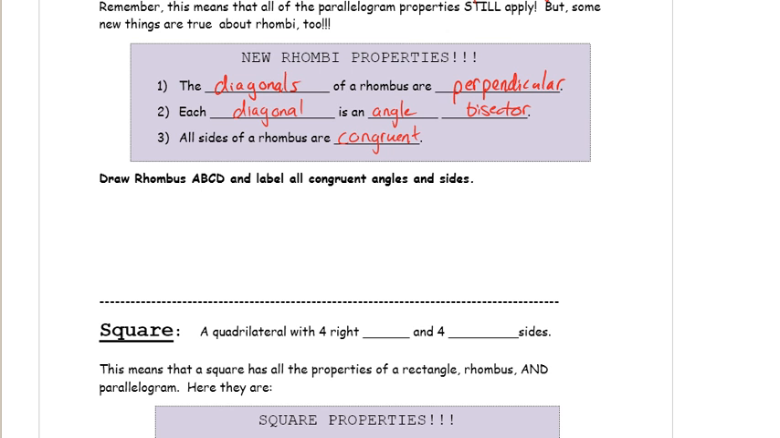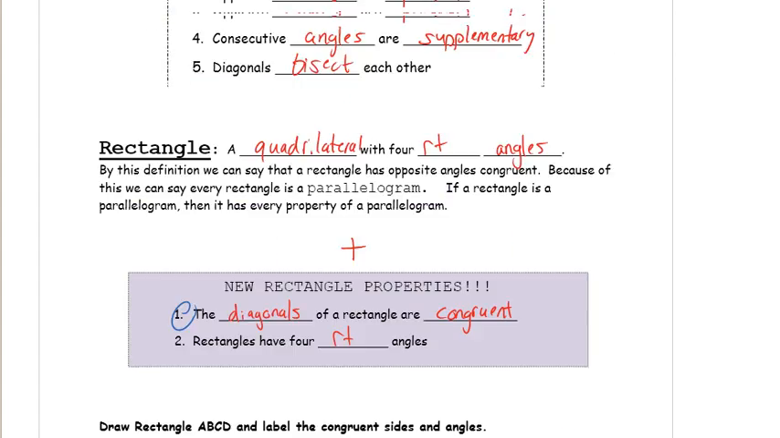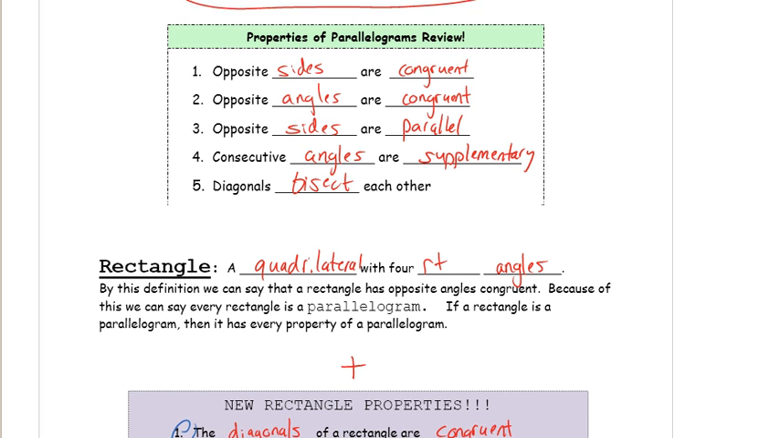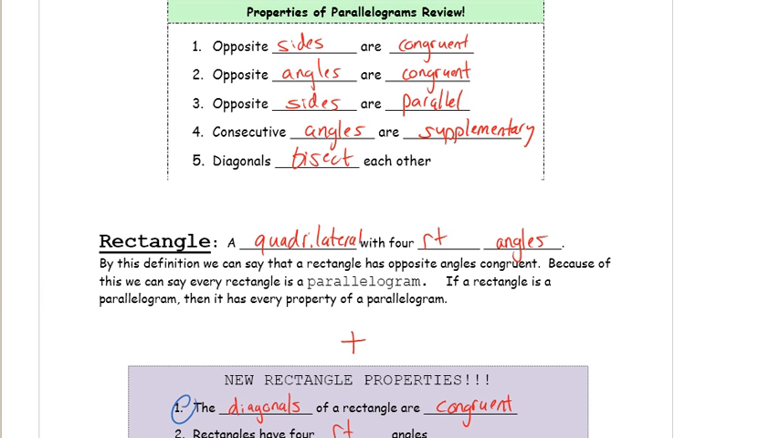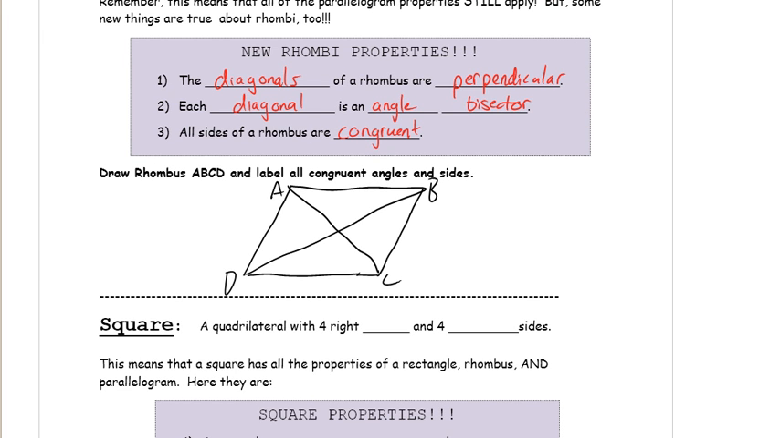So draw rhombus ABCD and mark everything we know. Okay, so we have some diagonals in here, and we know a bunch of different things. First of all, again, thinking back to the ones at the top, if you need to scroll back each time, that's fine. But we have opposite sides congruent, opposite angles congruent, opposite sides parallel, consecutive angles supplementary, diagonals bisect each other. A whole lot going on.